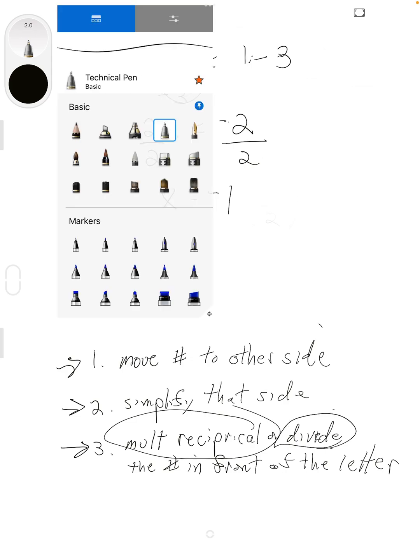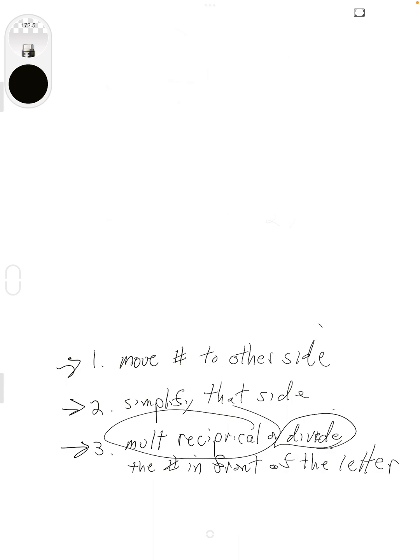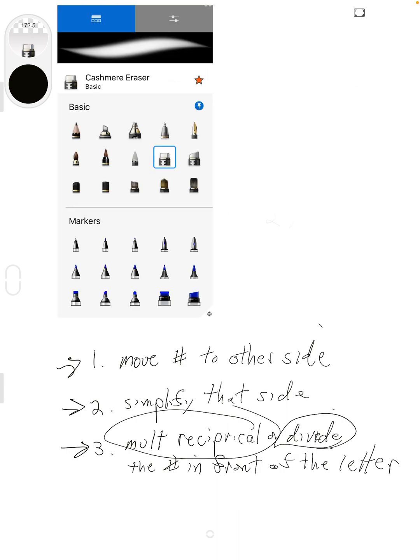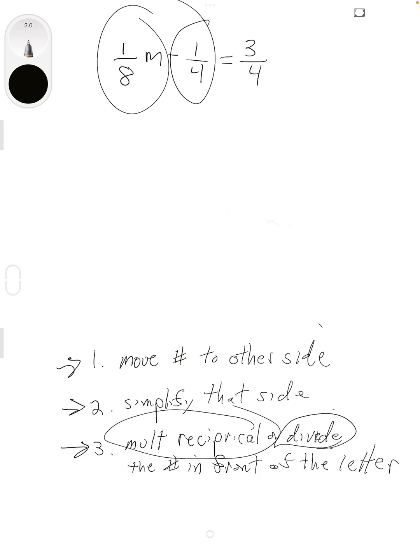Okay, let me do that again using these basic 3 steps. Let's try another one that you'll see in your homework. Let's go with number 13. So on number 13, you have 1/8 m minus 1/4 equals 3/4. Okay, first step, move the number to the other side. So I have a thingy and another thingy. One of those is a number. Okay, great. I'm going to add 1/4 to both sides.